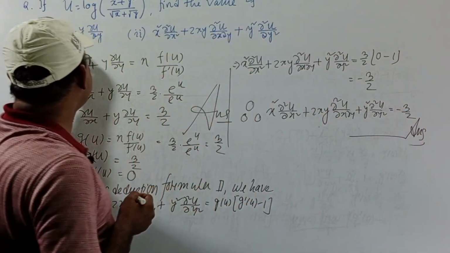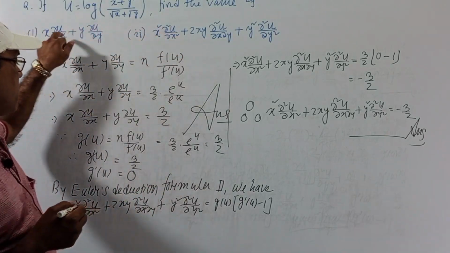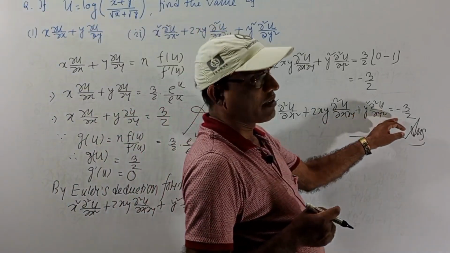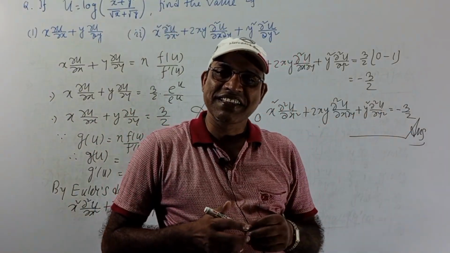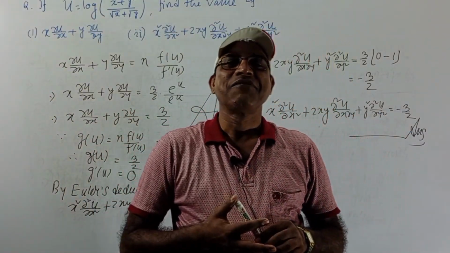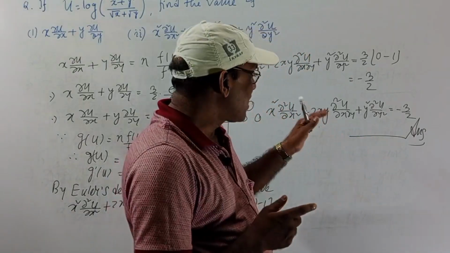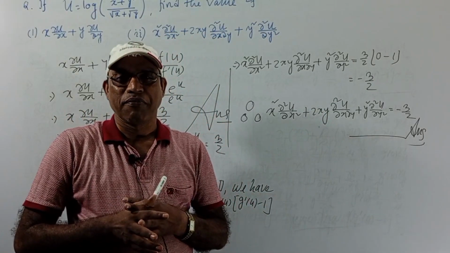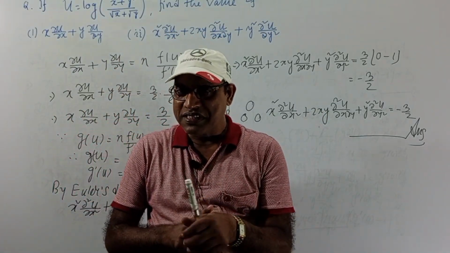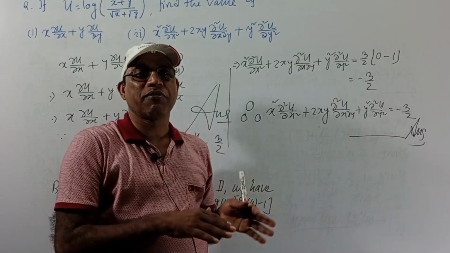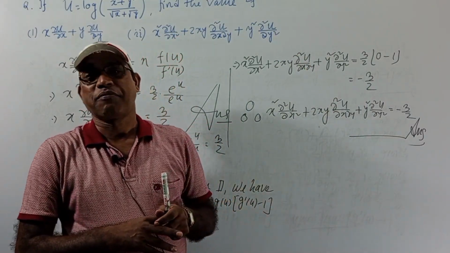Now our requirement is this value and this value. First value we get 3 by 2, and the second value we get minus 3 by 2. These are the answers. These are most important for any engineering courses. So this type of problem 100% sure will come. If Euler's theorem is in your syllabus, this type of problem will come. Whether this will come or others will come, but this type of problem 100% sure will come.